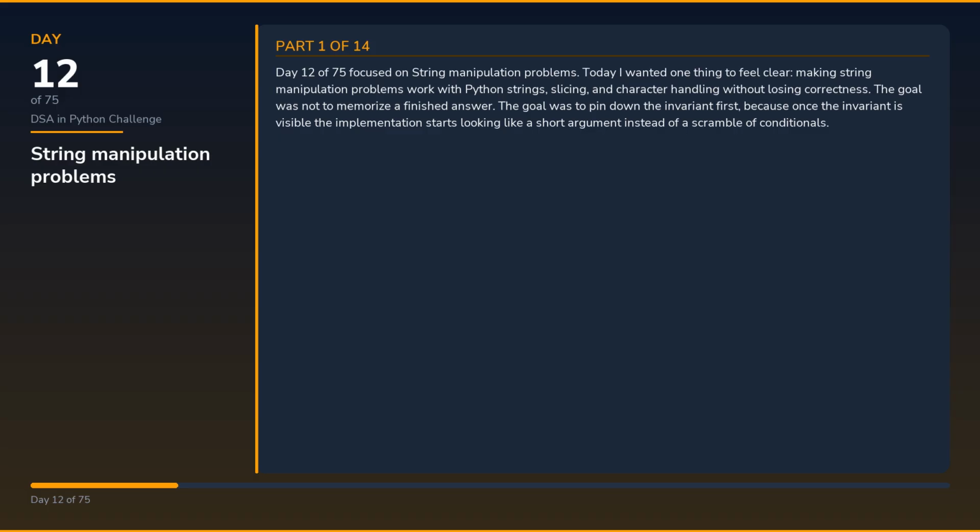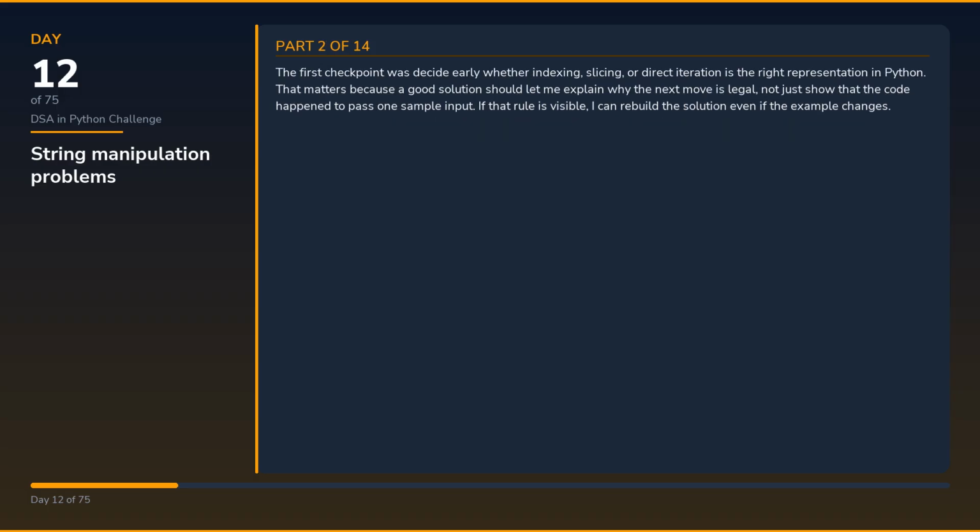The goal was to pin down the invariant first, because once the invariant is visible, the implementation starts looking like a short argument instead of a scramble of conditionals. The first checkpoint was to decide early whether indexing, slicing, or direct iteration is the right representation in Python. That matters because a good solution should let me explain why the next move is legal, not just show that the code happened to pass one sample input. If that rule is visible, I can rebuild the solution even if the example changes.